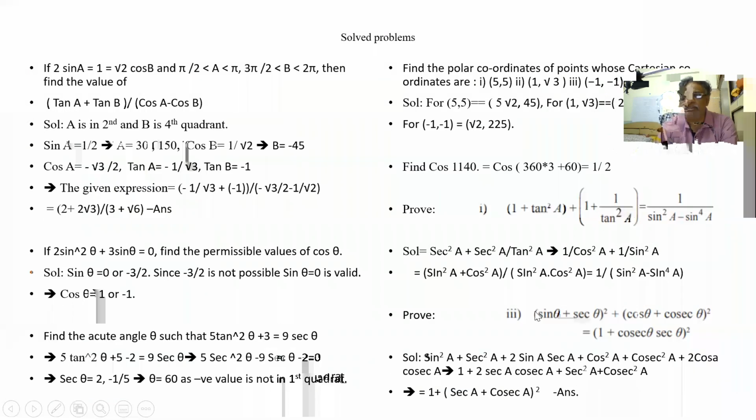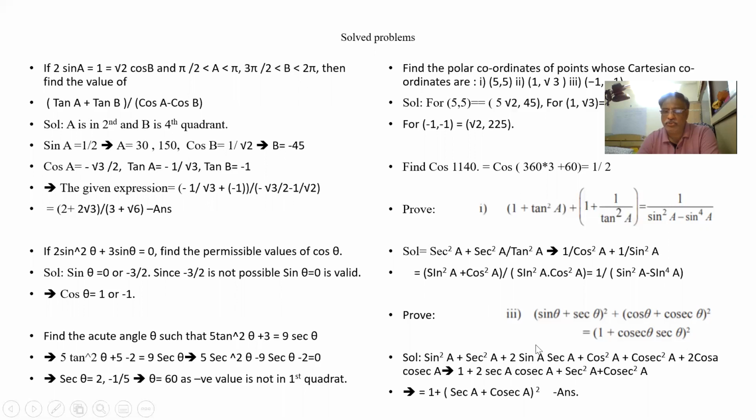Let us see this form. (sin θ + sec θ)² + (cos θ + cosec θ)² is this. So sin²θ + sec²θ + 2 sin θ sec θ, because I put in terms of A, cos²θ + cosec²θ + 2 cos θ cosec θ. We know sin²θ + cos²θ is 1. It has come. Now sec²θ + cosec²θ plus these two items.